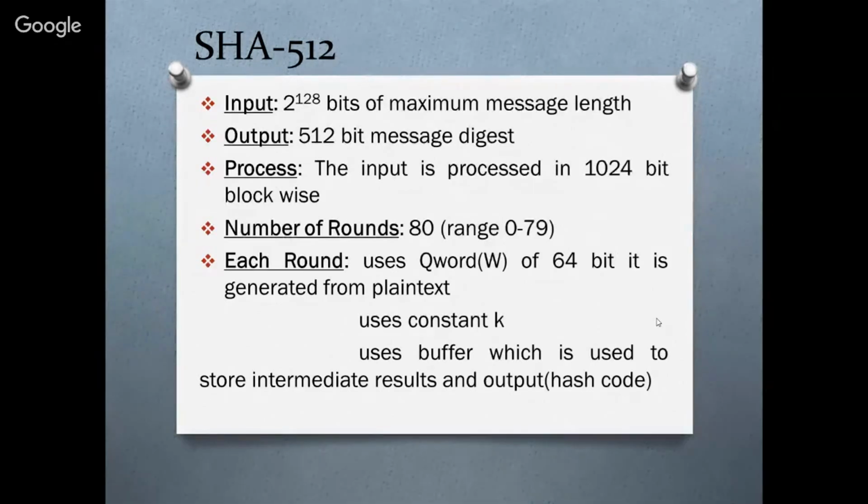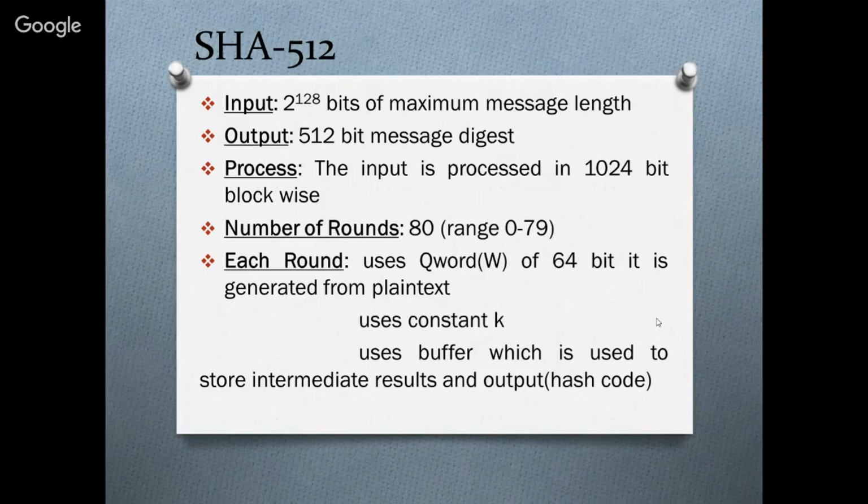The first input is the keyword W, which is 64-bit, and it has been generated from the plain text. This is the first input to the first round. For every round, it will be the same kind of information: for each and every round, the first input will be the word W, generated from the plain text and 64 bits in length. The second input is a constant key value K. And the third input is a buffer, which is used to store intermediate results and the output hash code.